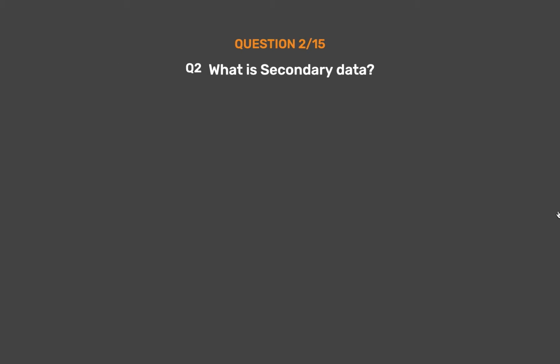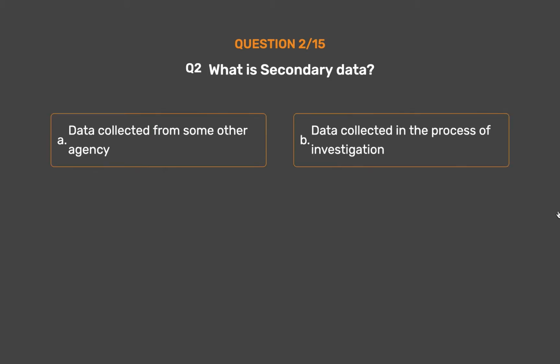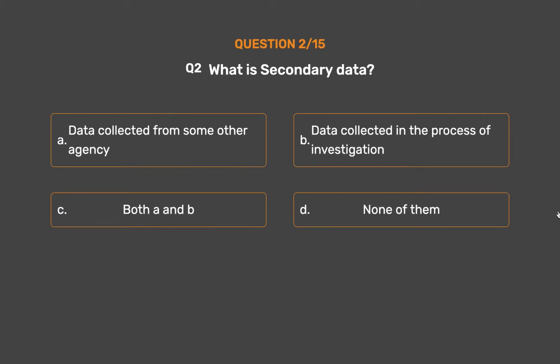Question number 2. What is secondary data? Option A. Data collected from some other agency. Option B. Data collected in the process of investigation. Option C. Both A and B. Option D. None of them.